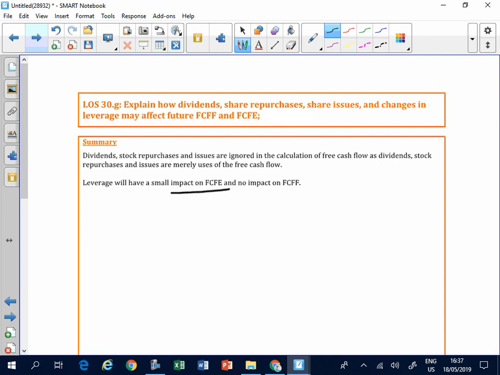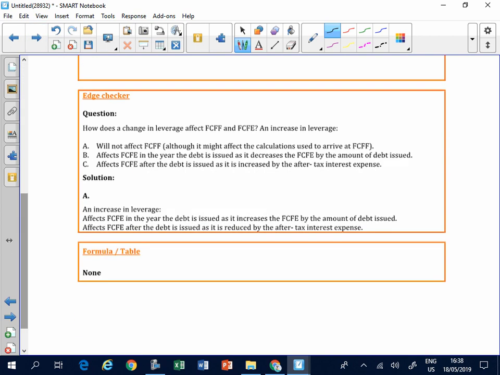Leverage has a small impact on FCFE and no impact on FCFF. That is not technically correct. It has a very, very small impact on FCFF because of the tax shield, and the interest is the reason for that small effect. It depends on the ratios, but it's very small, guys. It's not a lot. But it has a very big impact on FCFE, because if your leverage goes up, it's considered an inflow in the net borrowing term that you're adding.